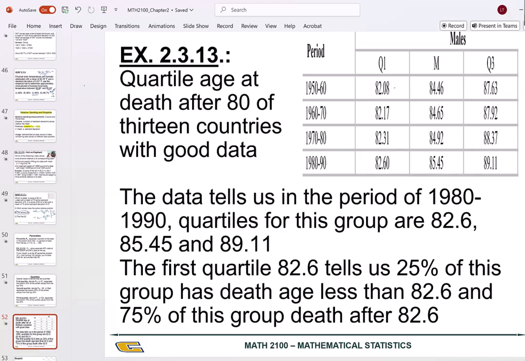You can also look at the last period, 1890. Among 100 people, 25 are before 22.6 and 75 after this age, 50 are before 85.45 and 50 after that, and 75 are before 89.11 and 25 after that. More or less, when you keep track of this kind of data, you can see the tendency is that it increases. People live longer, maybe because of better healthcare.